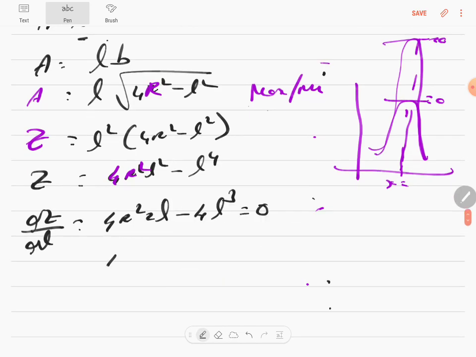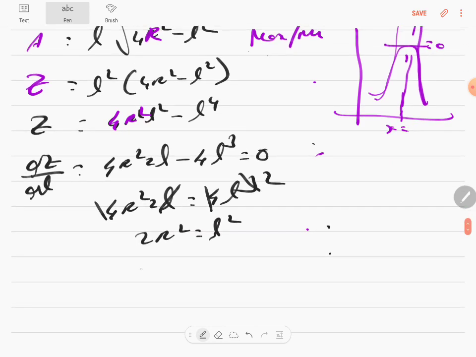Therefore this is equal to this. So 4R square into 2L is equal to 4L cube. L and L square, L cube get cancelled. 4 and 4 get cancelled. 2R square is equal to L square. Root 2 capital R is equal to L. What is given is capital R. You found the length in terms of the given radius.